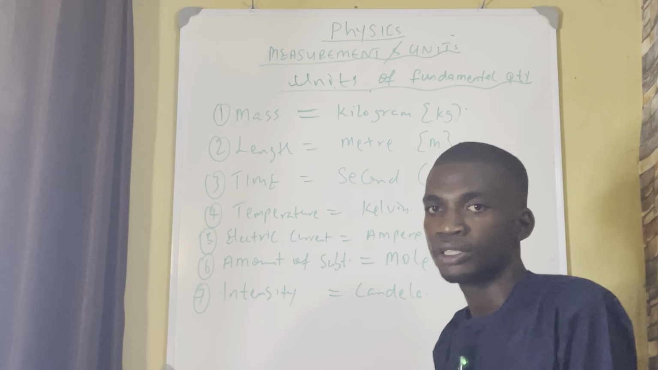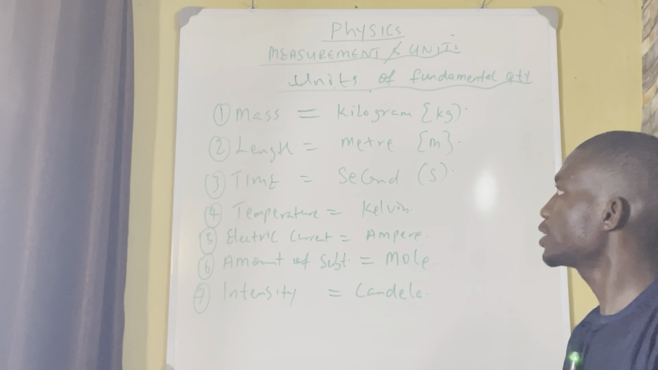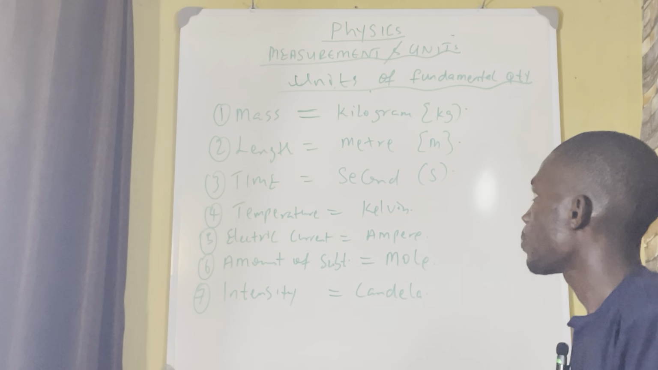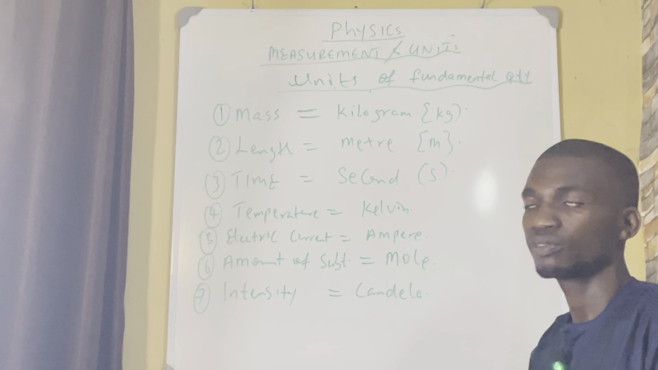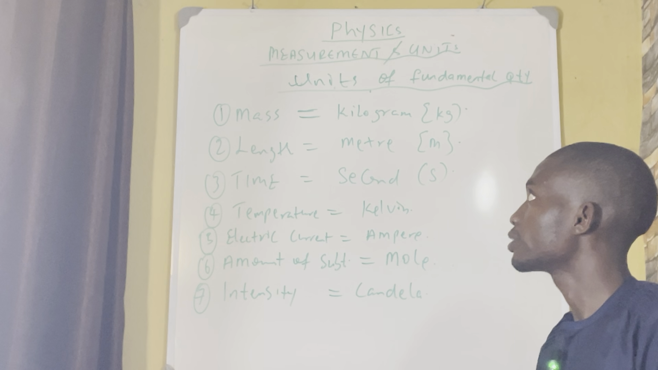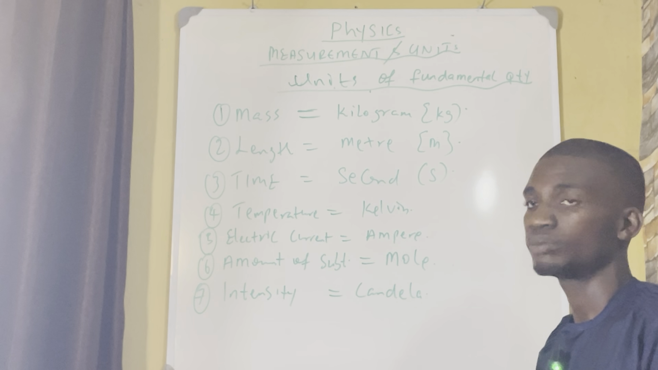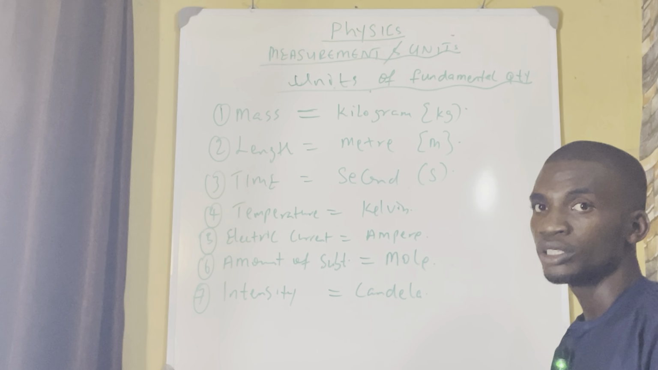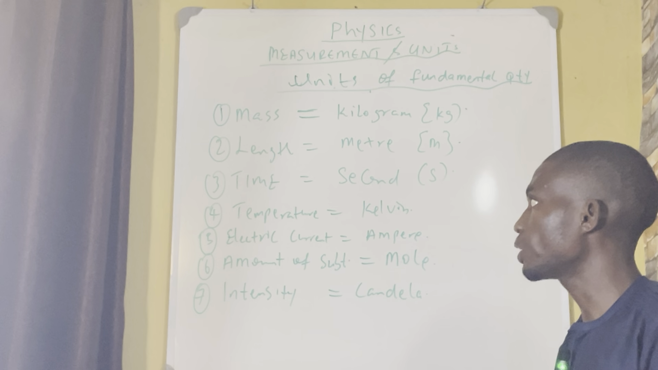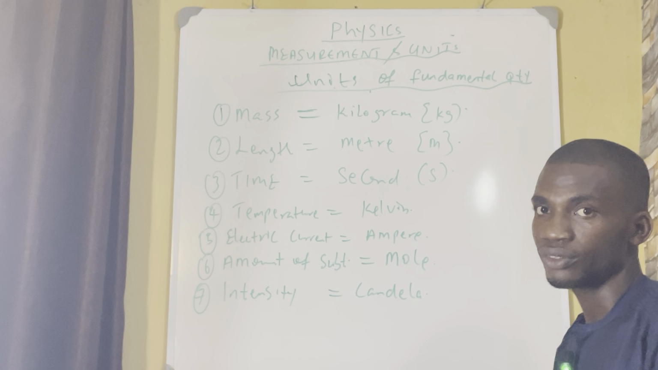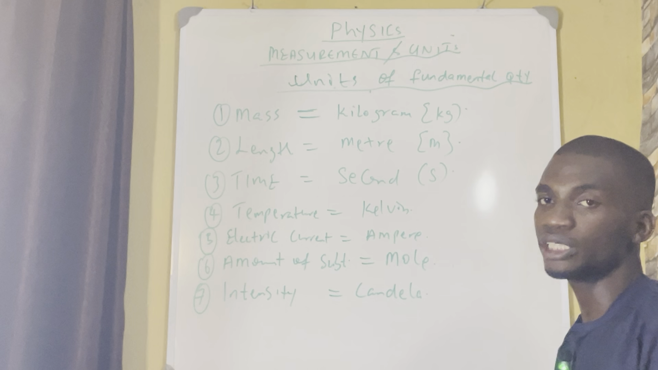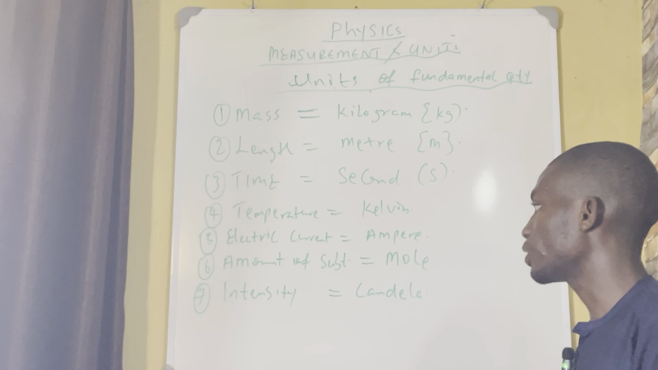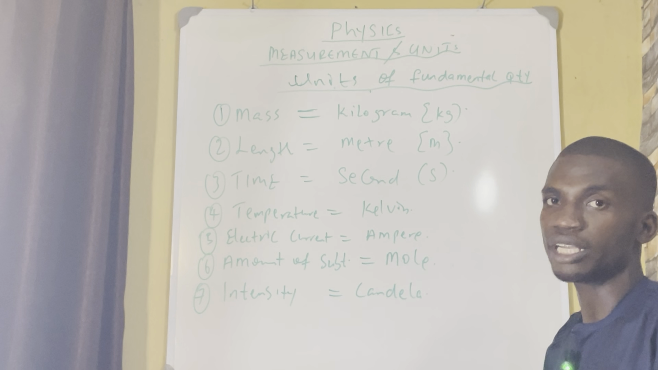So now, these are the examples of fundamental quantities, and these are their units. When we talk about mass, the unit is kilogram. We talk about length, the unit is meter. We talk about time, the unit is second. We talk about temperature, the unit is Kelvin. We talk about electric current, the unit is ampere. We talk about amount of substance, the unit is mole. We talk about intensity, the unit is candela.